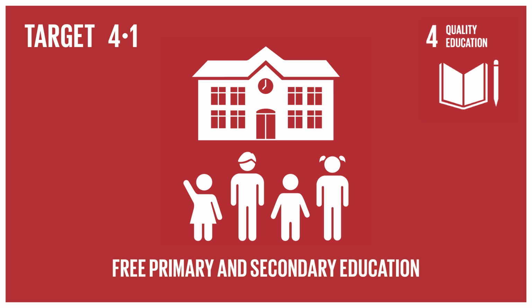Indicator 4.1.1 is proportion of children and young people A in grade 2 or 3, B at the end of primary, and C at the end of lower secondary achieving at least a minimum proficiency level in 1 reading and 2 mathematics by sex. Indicator 4.1.2 is completion rate of primary education, lower secondary education, and upper secondary education.